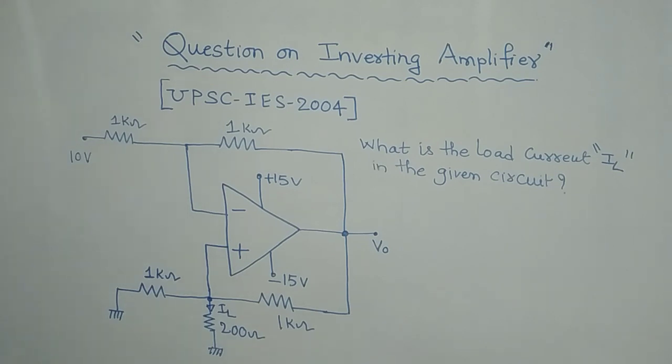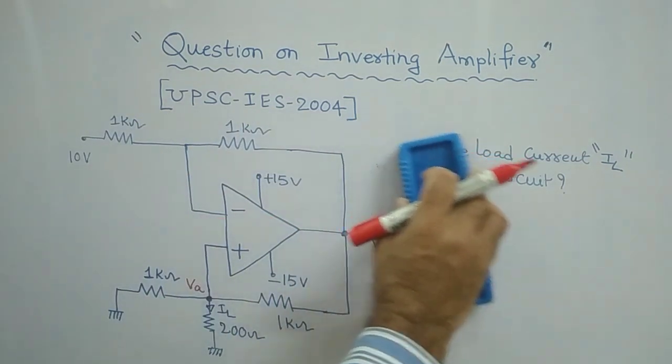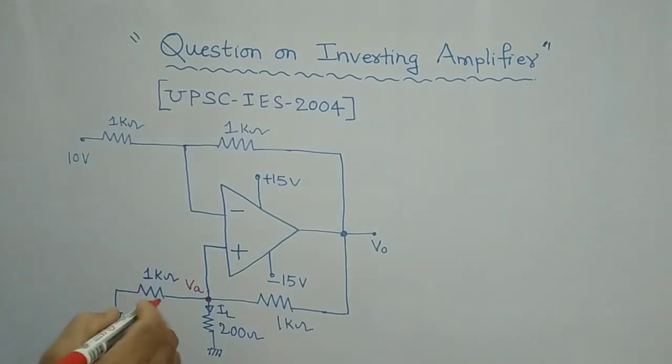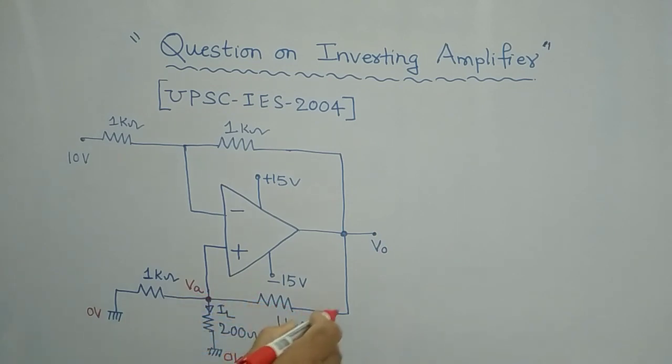Very simple. Let us imagine that at this particular point there is some voltage VA. Around that node, we can apply the KCL equation, Kirchhoff's current law. This is at zero potential, obviously 0 volts. Similarly, ground is also 0 volts for this resistor, and for this resistor, the other end is V0.